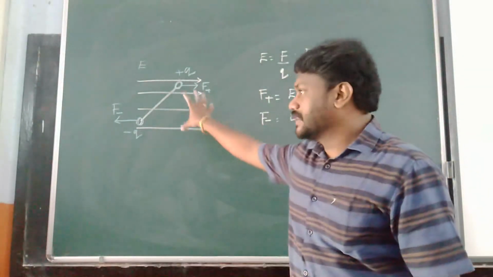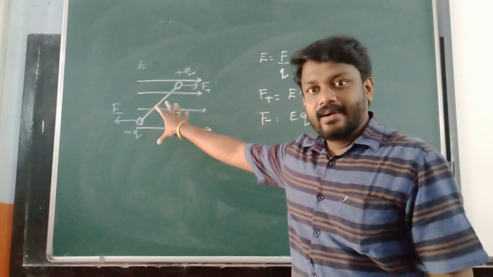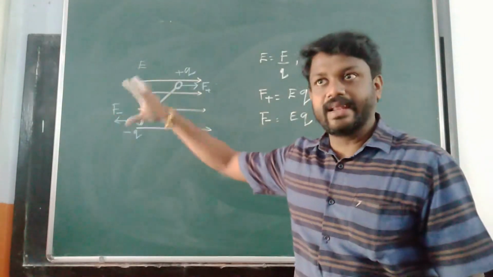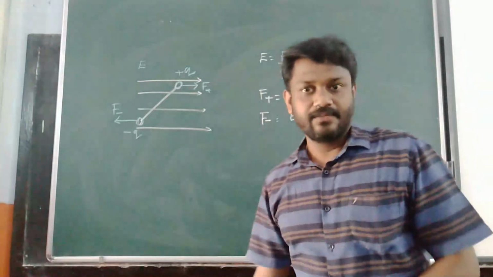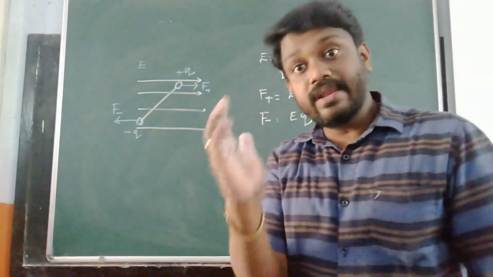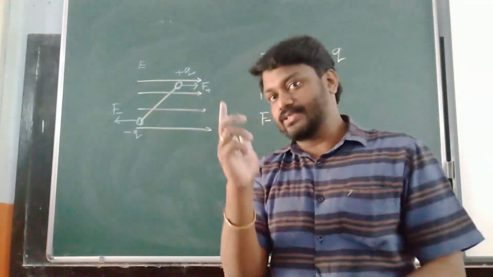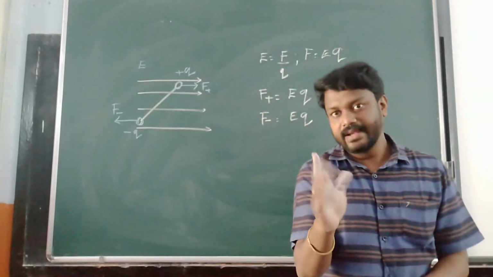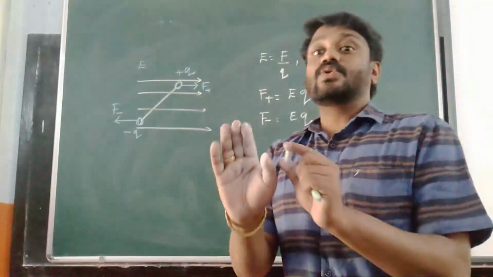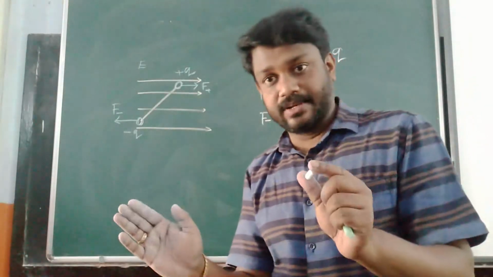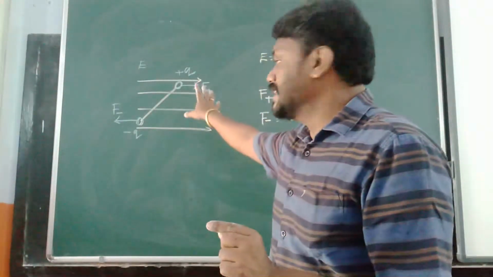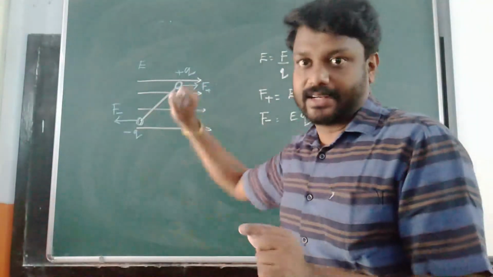Since both forces are equal and acting in opposite directions, they will cancel each other, which means there is no net force acting on the dipole. So there is no translatory motion for this dipole when it is placed in a uniform electric field.